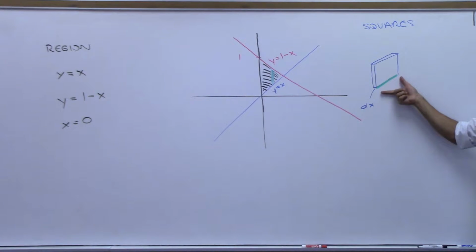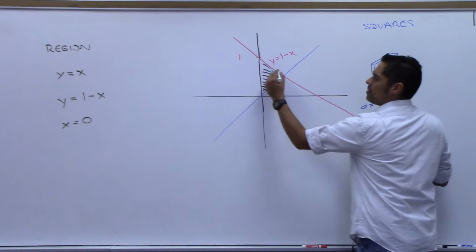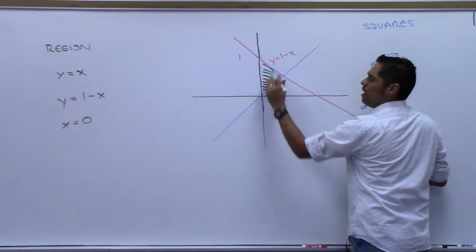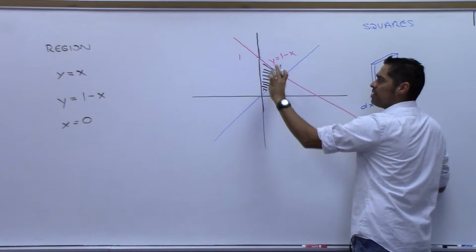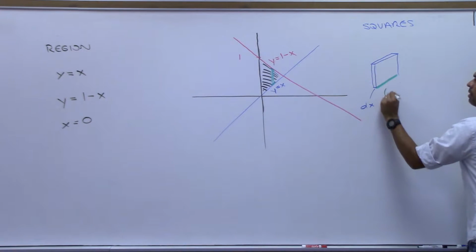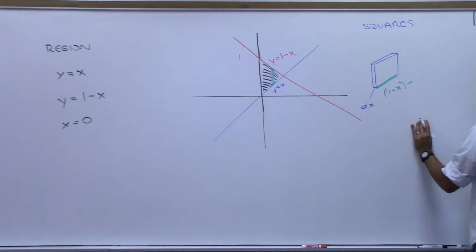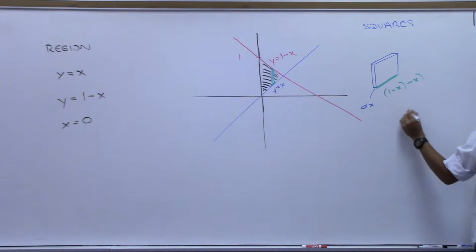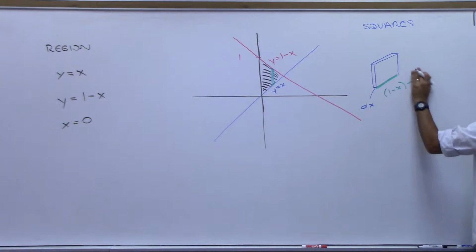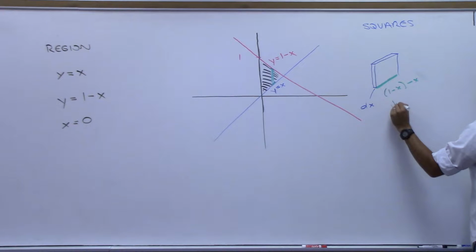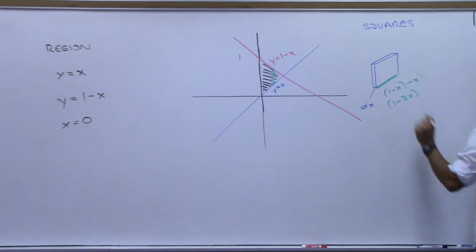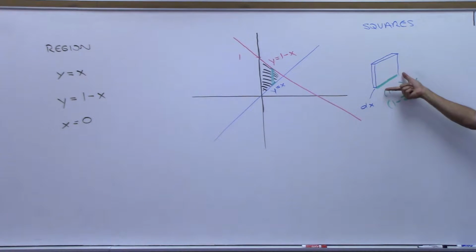Do you know this length? Yes, it is. It's this top minus bottom. So what's the top function? 1 minus x, minus what's the bottom function? x. So what is 1 minus x minus x? 1 minus 2x. Do you agree that that's how long this is? 1 minus 2x?